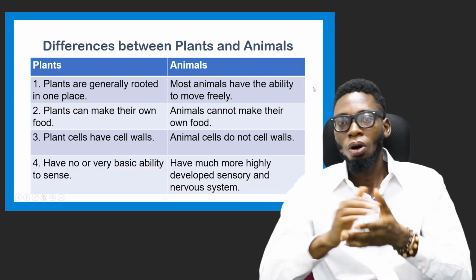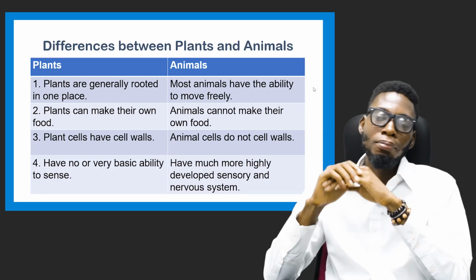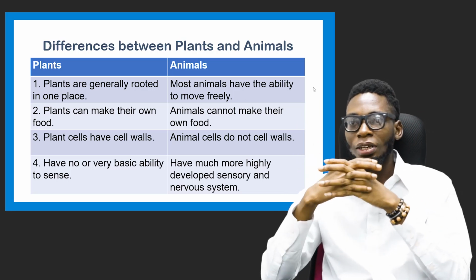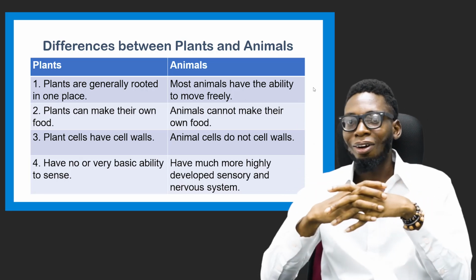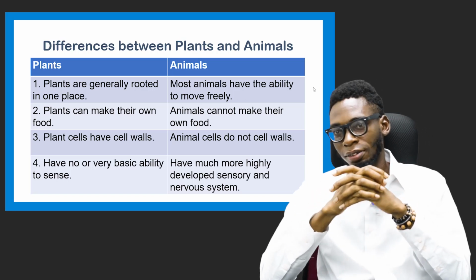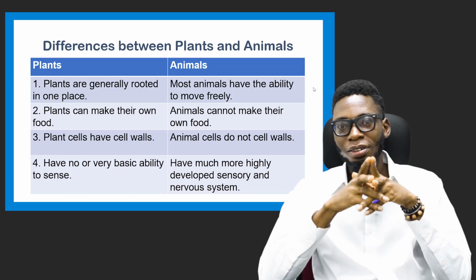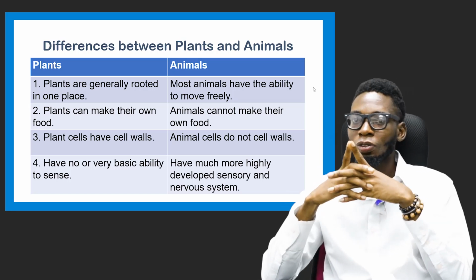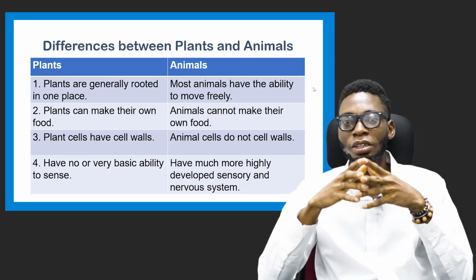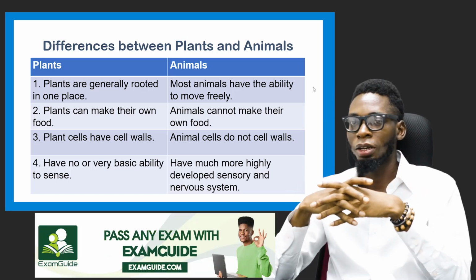Let's move on to the differences between plants and animals. Plants and animals are examples of living things. Although plants and animals have some similarities, they also have their differences. Now, one of the differences between plants and animals is that plants are generally rooted in one place, while most animals have the ability to move freely.